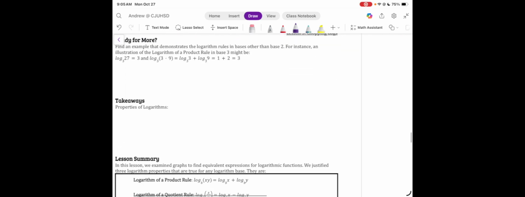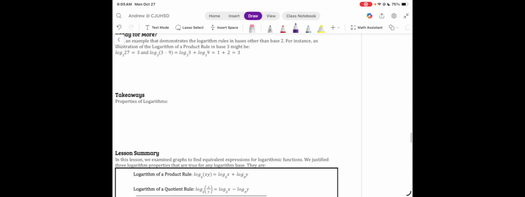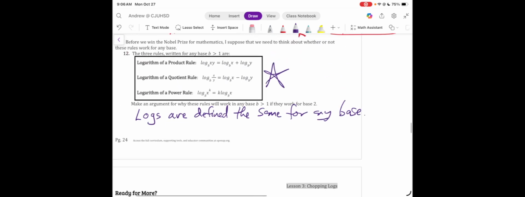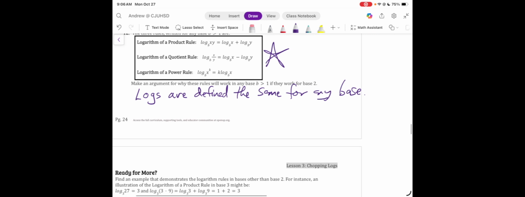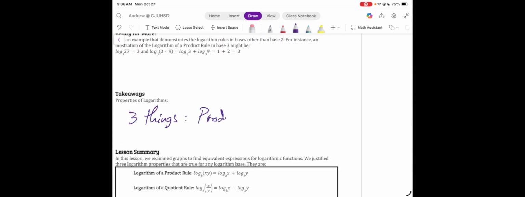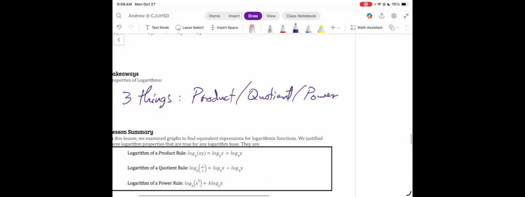Okay, let's do quick takeaways on this. And so what we have just learned was a couple of things, and it's all in the box right here. I don't see why they want you to rewrite this, but we've learned 3 things: product rule, quotient rule, and power rule. Product, quotient, and power. And here they are right here.